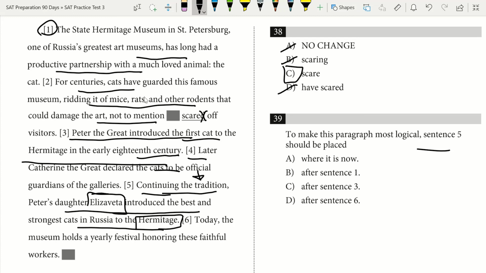So for 39, our correct answer there should be C. We want to keep that discussion of introducing those cats. Peter the Great did it first. After him was his daughter Elizaveta. So we want that after sentence 3. Okay, so now we can go back up.